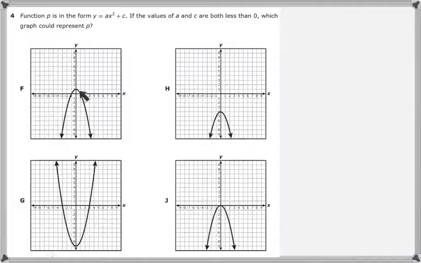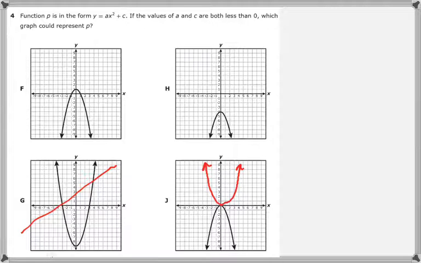The parent function looks like this here. It opens upwards. Its vertex is at the origin. So when our a is negative, it's going to reflect downwards, as answer choice J does. So we can automatically rule out answer G because it opens upwards.